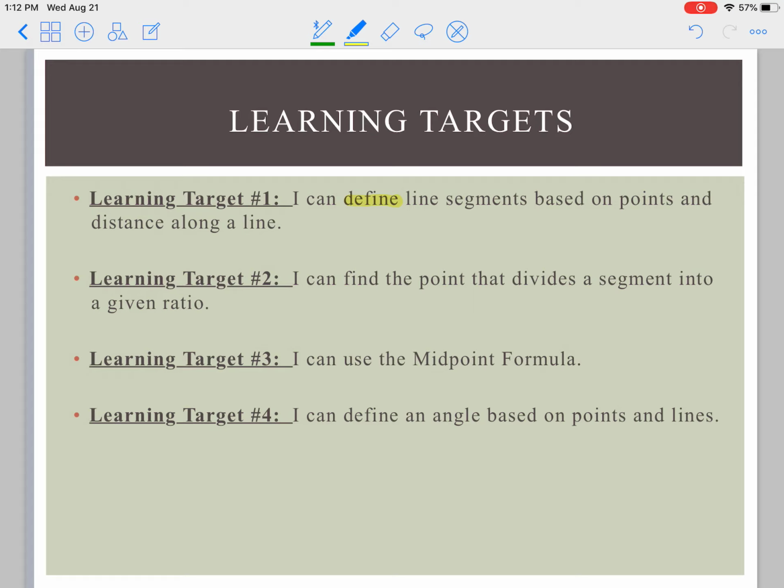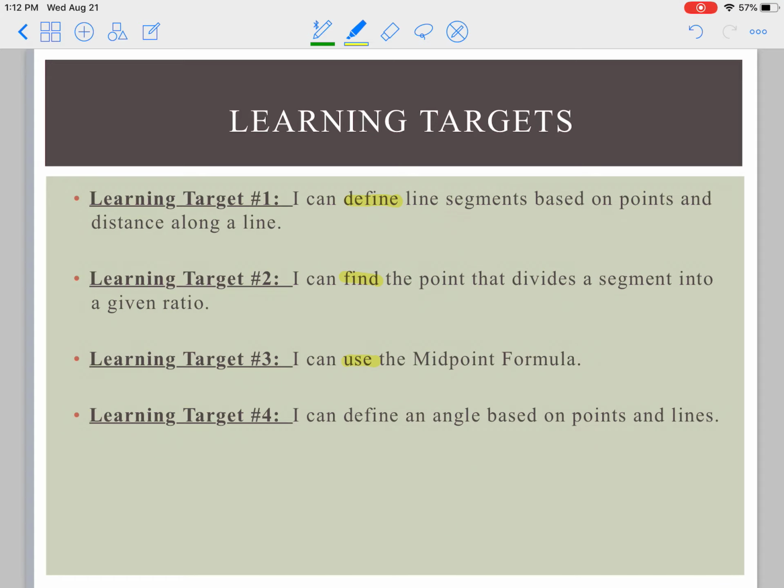Secondly, I can find the point that divides a segment into a given ratio. And so we're going to look at a particular point in a particular ratio, and that is going to involve using the midpoint formula. Like the distance formula, the midpoint formula is a set formula that you will have to be able to use in order to divide a segment into a given ratio.